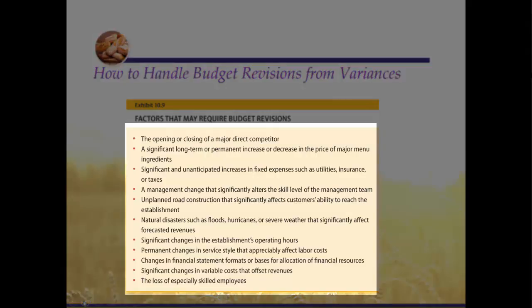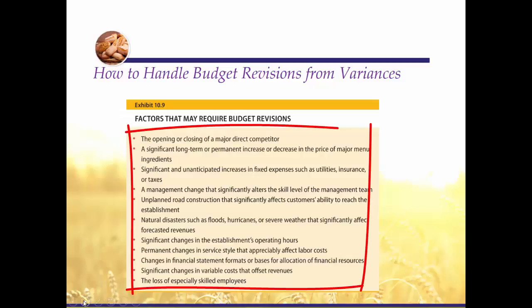The opening and closing of a major competitor. A significant long-term or permanent increase or decrease in the price of major menu ingredients. Significant or unanticipated increases in fixed expenses such as utilities, insurance, or taxes. A management change that significantly alters the skill level of the management team. Unplanned road construction that significantly affects customers' ability to reach the establishment. Natural disasters such as floods, hurricanes, severe weather that significantly affects forecasted revenues.